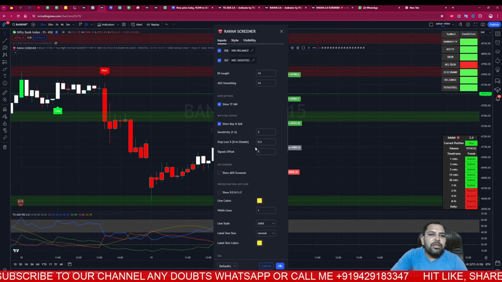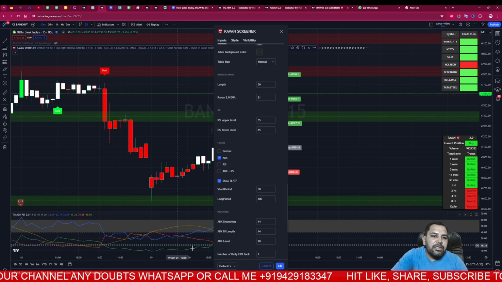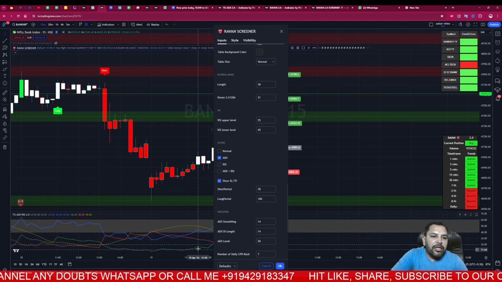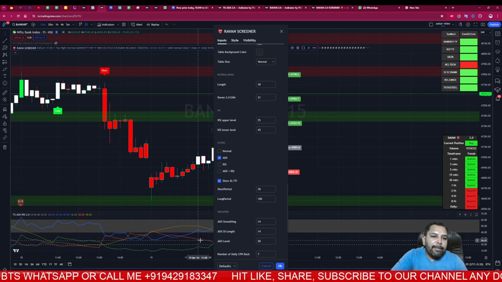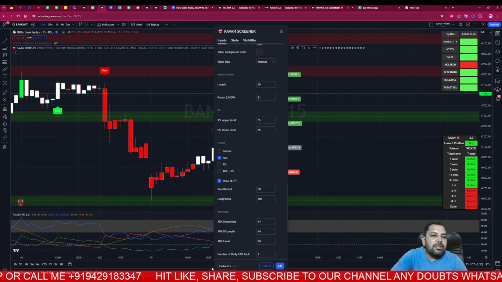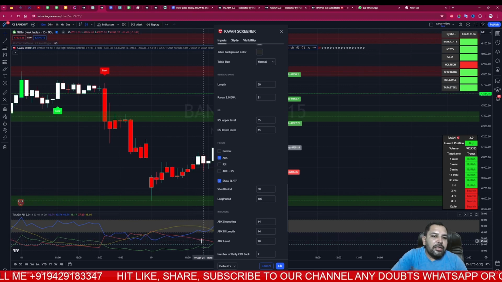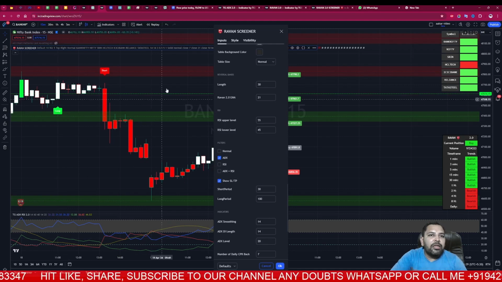Similarly, if you want ADX filtration, you can activate the ADX filtration. In ADX filtration, you see this green line indicates DI plus and the red line indicates DI minus, right? If the DI plus green line is above 20, you will get a buy signal. Similarly, in that case, DI minus should be below 20, then only the signal will appear.